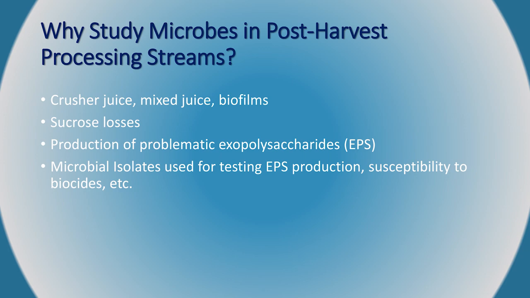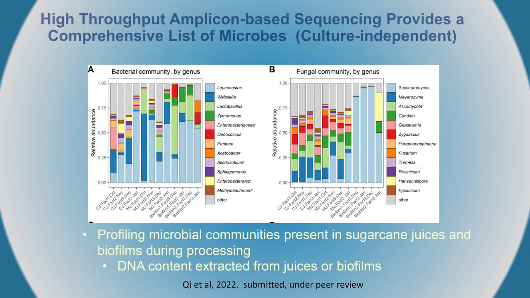So the first thing, though, I want to show you is a culture-independent technique that we've done. And this is to do profiling of the microbial communities present in the juices and biofilms in the factories. And the technique we used is called amplicon-based sequencing. And this is really nice because it gives us a comprehensive look at all of the microbes present in the factories. And so on the left panel here, we have the bacterial community shown.